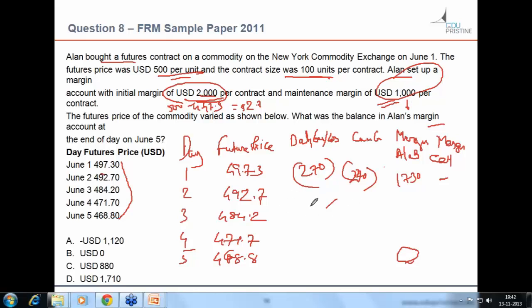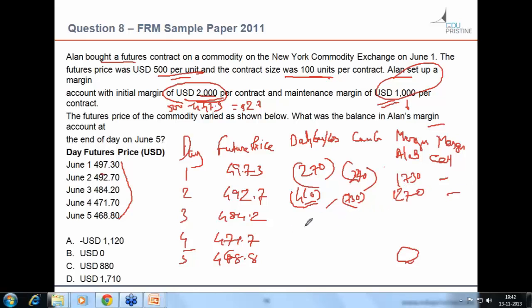In a similar way, the second day he sees that the prices drop again, so he gets a daily gain loss. It's a loss again from the previous day of $460 loss. Okay, the total loss now is 730. Now his margin balance gets reduced by this amount again for the day, that is 460. So it is 1270 now.